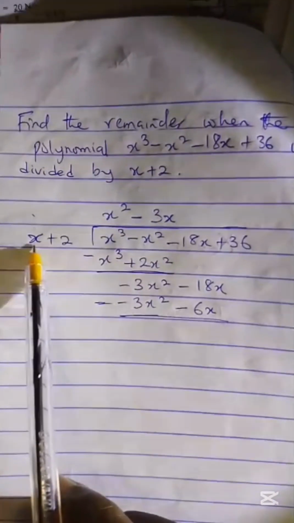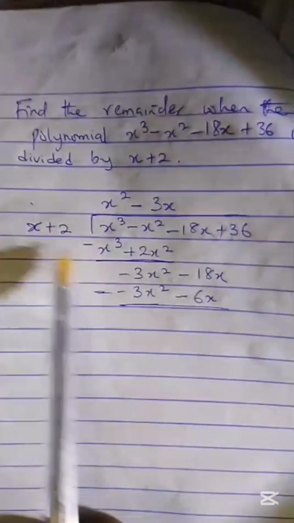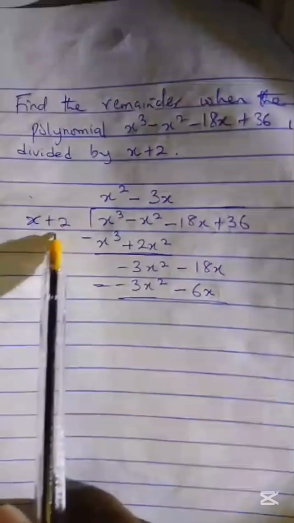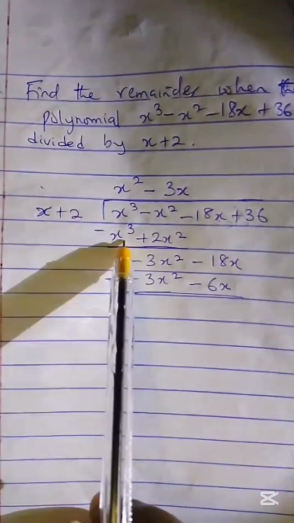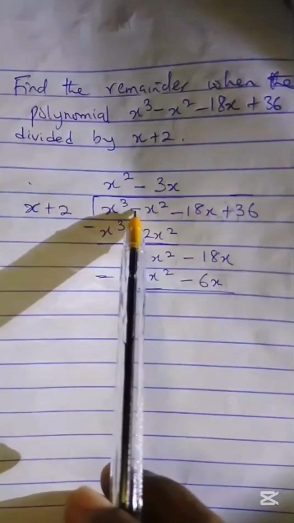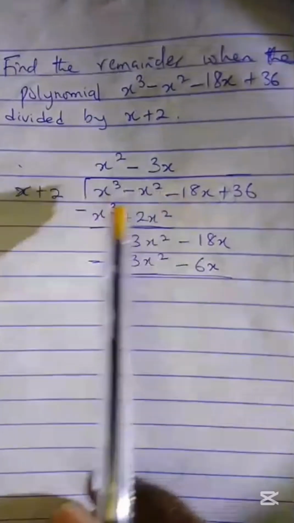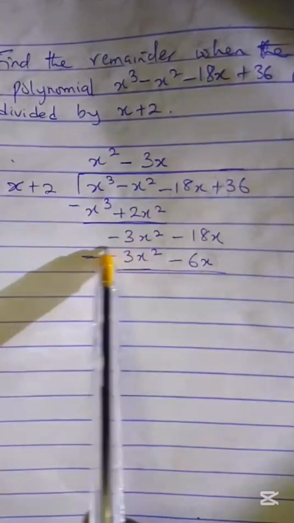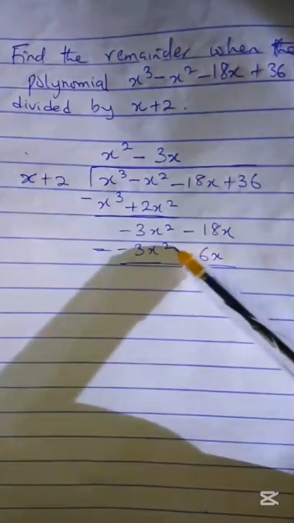Let me just recap. X divides into x cubed gives you x squared. Then x squared times x is x cubed, and x squared times plus 2 is plus 2x squared. Now you subtract. X cubed minus x cubed is 0, cancels out. Minus x squared minus 2x squared will give you minus 3x squared. Now you bring down this term that we've not treated, minus 18x.